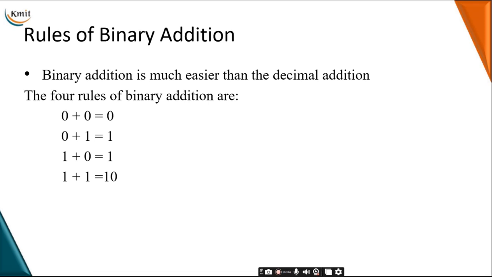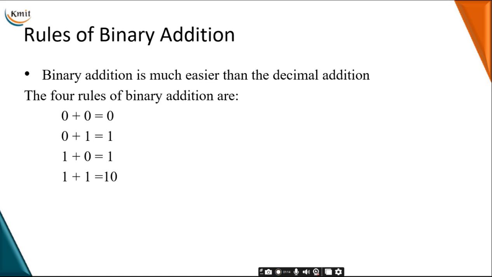Now, there are a few binary rules to perform your binary addition. There are four rules in binary addition, and it is much easier than decimal addition since we have only two values, 0 or 1. So 0 plus 0 gives a sum of 0. 0 plus 1 gives a sum of 1, and 1 plus 0 gives a sum of 1, whereas 1 plus 1 is equal to 10.